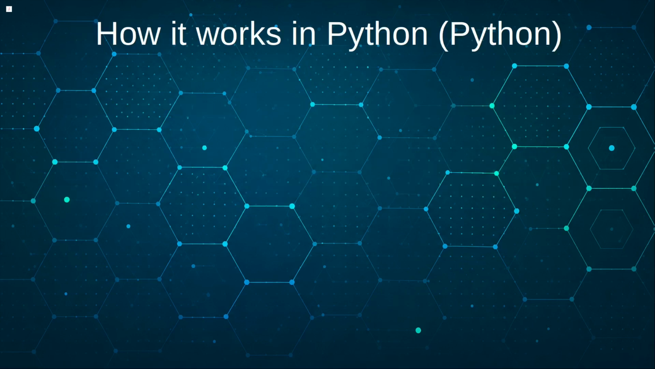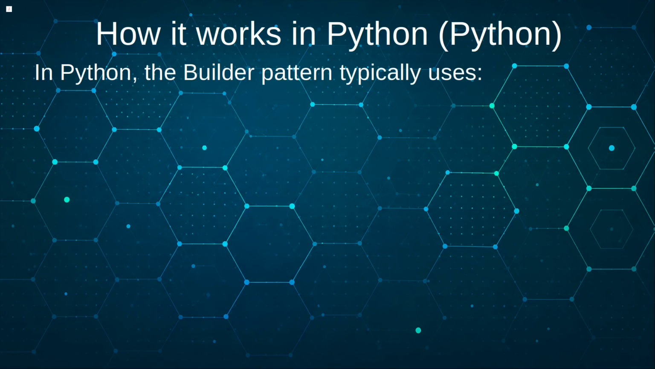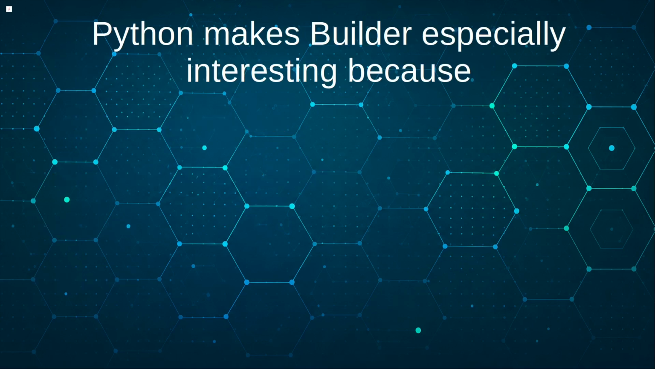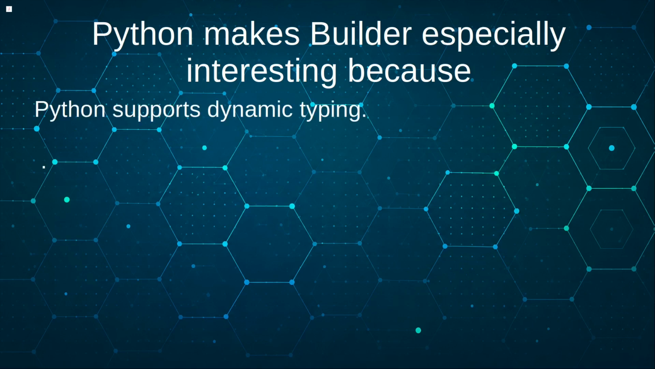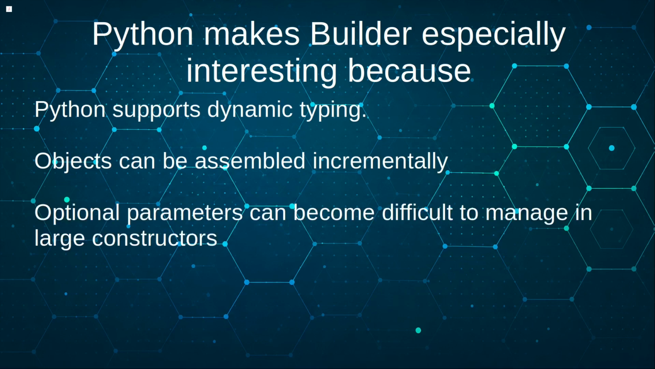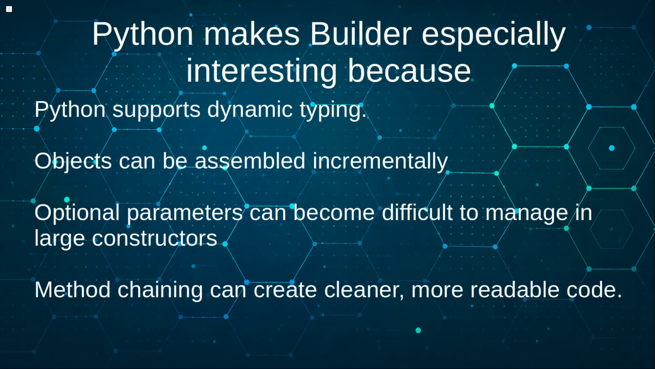How it works in Python. In Python, the builder pattern typically uses an abstract builder class or interface that defines construction steps, one or more concrete builder classes implementing those steps, a director that controls the order of construction, and a product object that represents the final result. Python makes builder especially interesting because Python supports dynamic typing. Objects can be assembled incrementally. Optional parameters can be difficult to manage in large constructors. Method chaining can create cleaner, more readable code.